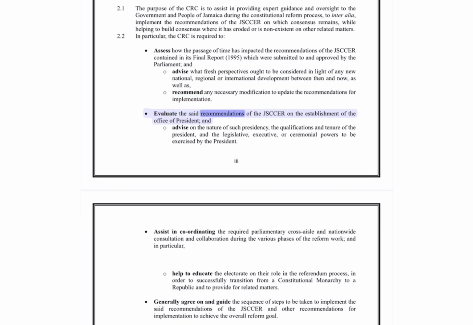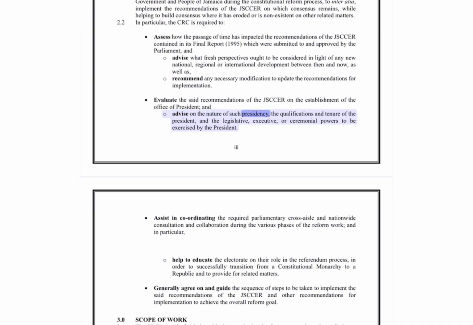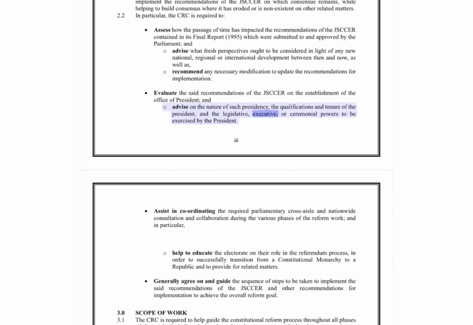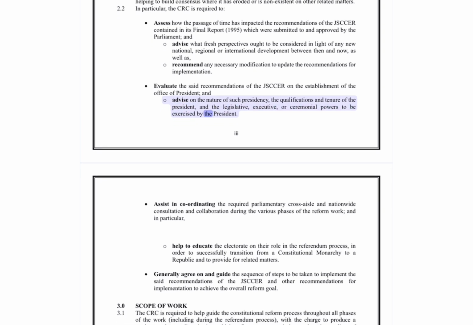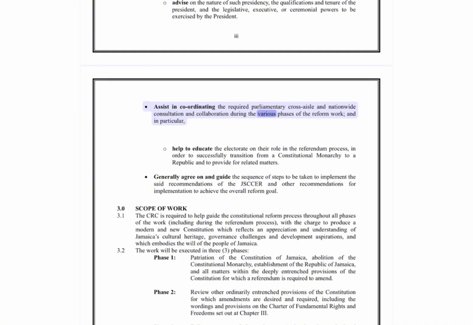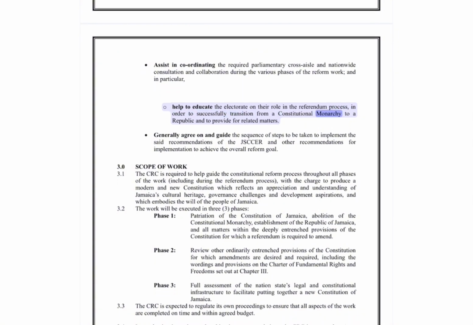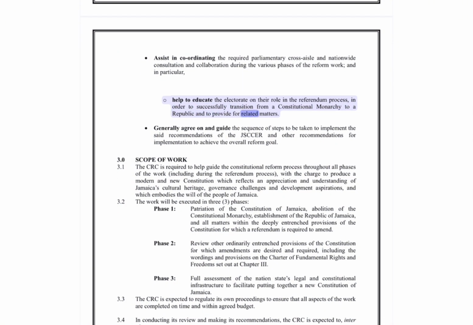Evaluate the said recommendations of the JCCR on the establishment of the Office of President, and advise on the nature of such presidency, the qualifications and tenure of the President, and the legislative, executive, or ceremonial powers to be exercised by the President. Assist in coordinating the required parliamentary cross-aisle and nationwide consultation and collaboration during the various phases of the reform work, and in particular, help to educate the electorate on their role in the referendum process, in order to successfully transition from a constitutional monarchy to a republic and to provide for related matters.